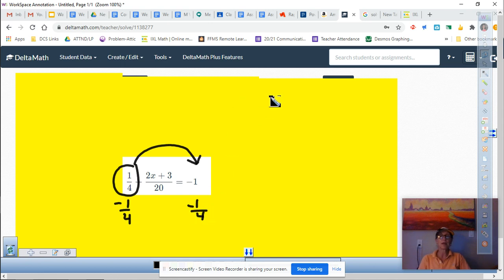So now I have a problem that is 2x plus 3 over 20 is equal to, well, what's -1 minus 1/4? It's -1 1/4. But of course, we do not write mixed numbers in algebra. We just don't do it. So let's make this improper. 4 times 1 is 4 plus 1 is 5. So we have a -5/4 on this side. Folks, always use improper fractions in algebra, never a mixed number.